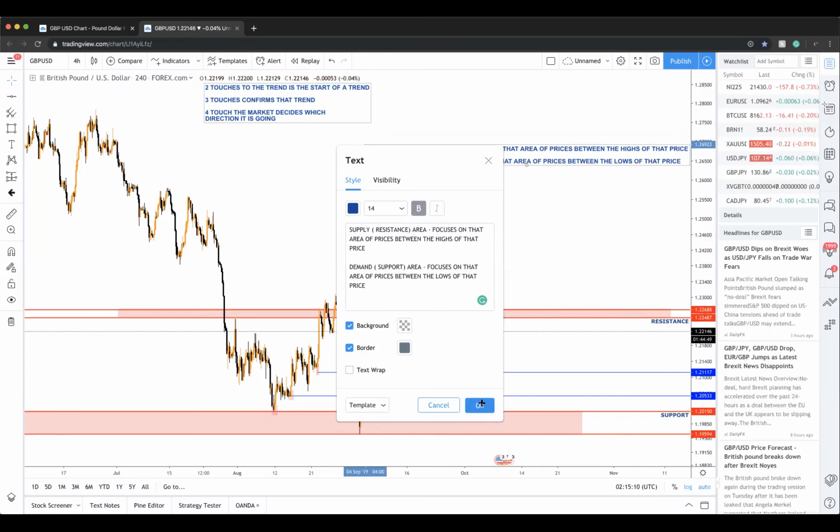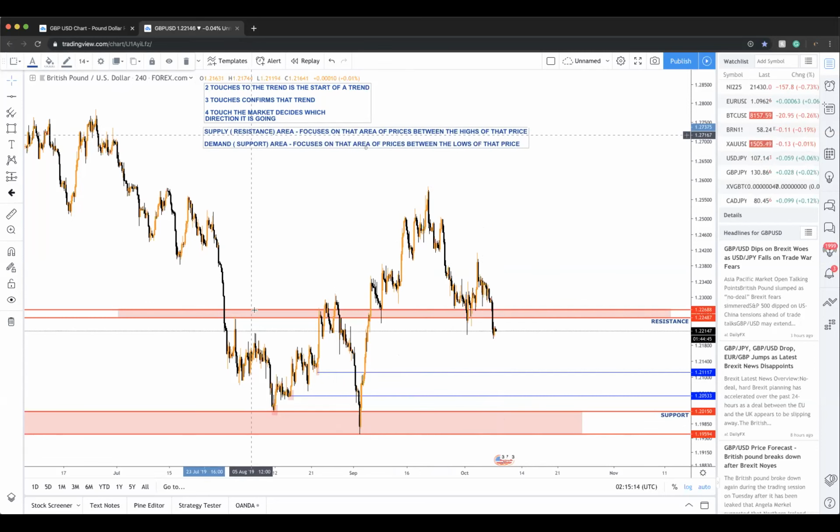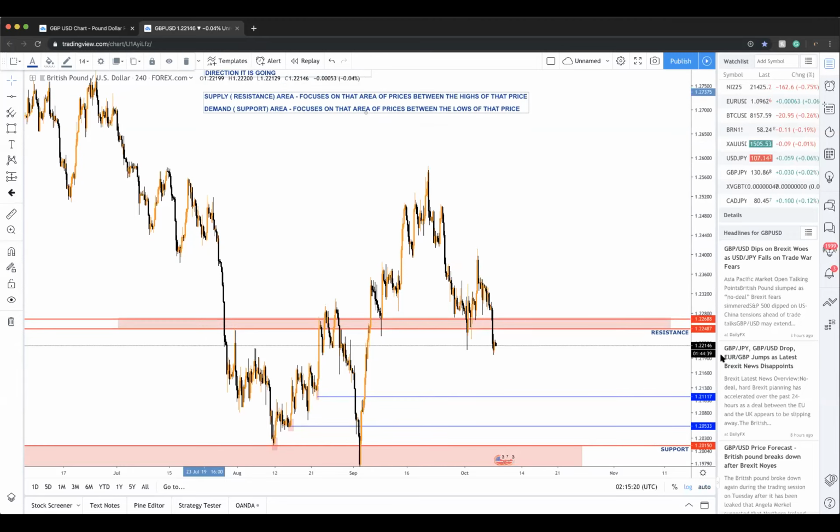So I have it here that I understand that supply is an area of prices. So we see here that supply, which is also my resistance, serves as the area of prices between 1.2247 and 1.22688. So I want you guys to write this down.